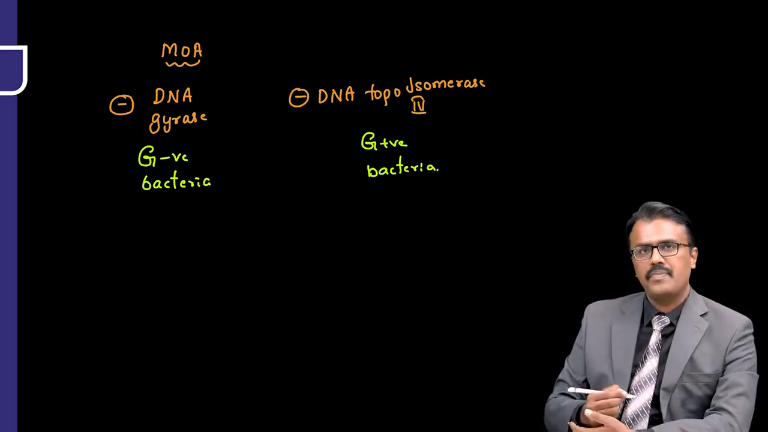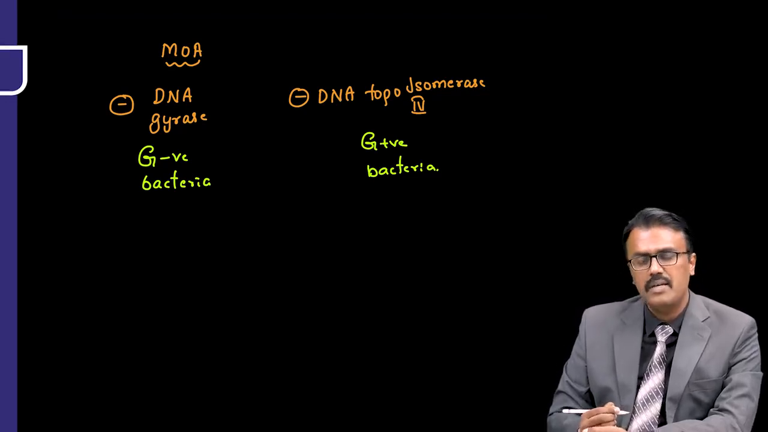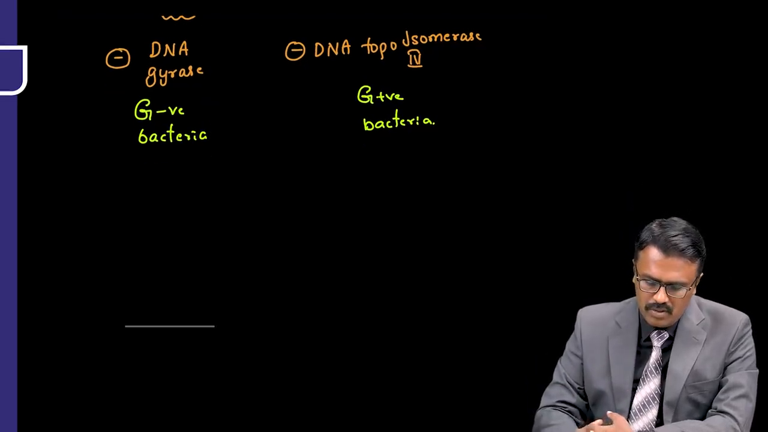Okay, sir, we understood. In gram-negative bacteria, they inhibit DNA gyrase. In gram-positive bacteria, they inhibit DNA topoisomerase 4. But what is the role of DNA gyrase?